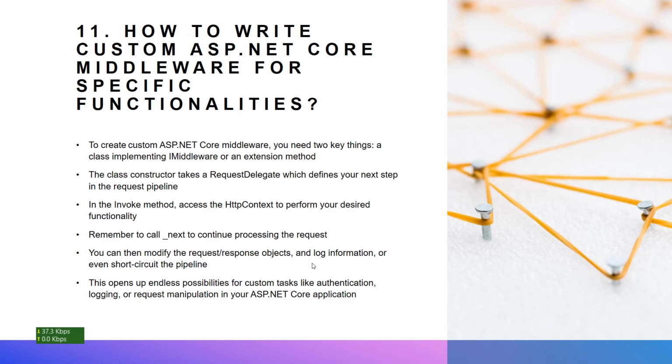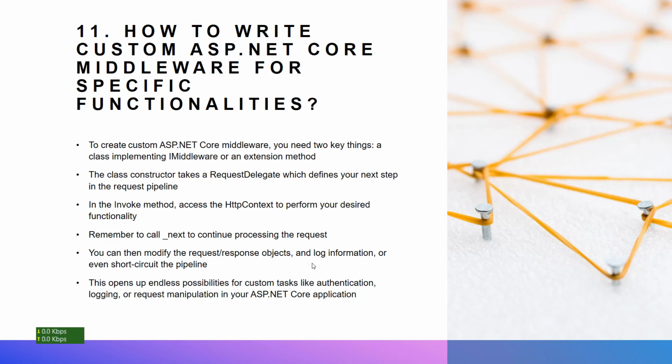The class constructor takes the request delegate, which defines your next step in the request pipeline. The pipeline needs to get the information and pass it to the other middleware coming next to it. So for that we have to have a request delegate as a parameter in our constructor that will get the information, perform whatever it wants to do, and then pass the result to the next pipeline. So for that, the request delegate needs to be there.